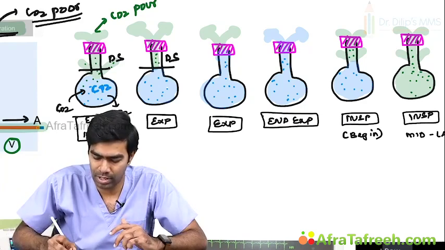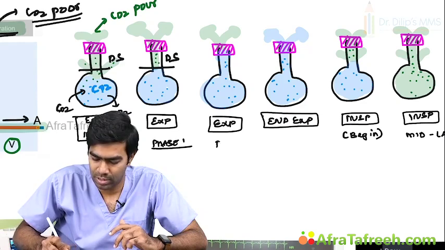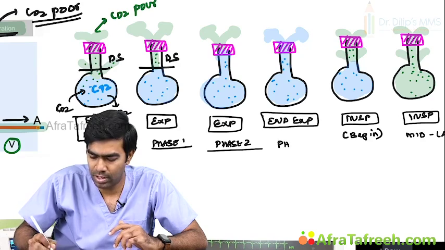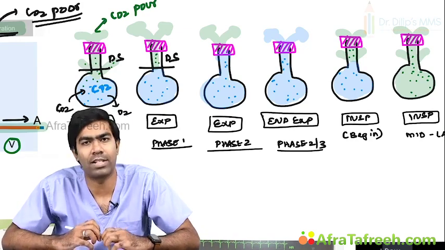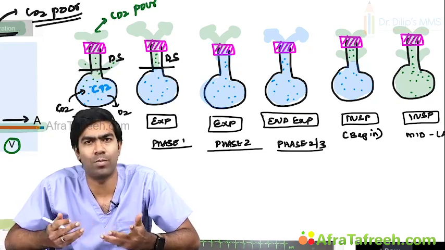For example, I can write this is phase 1 here, this is phase 2 here, the beginning of phase 2, and during end expiration you will reach the late stage of phase 2 and phase 3, which means they will reach the alveolar plateau. Remember, obviously they will reach a plateau.